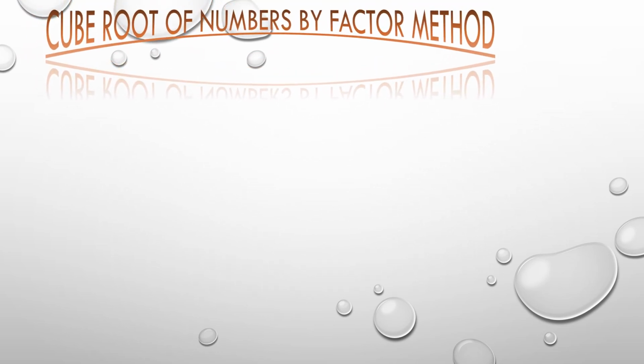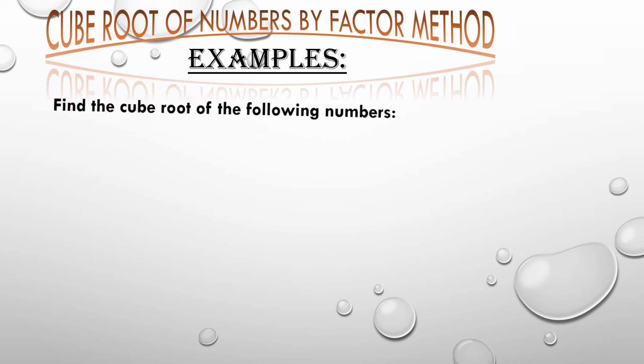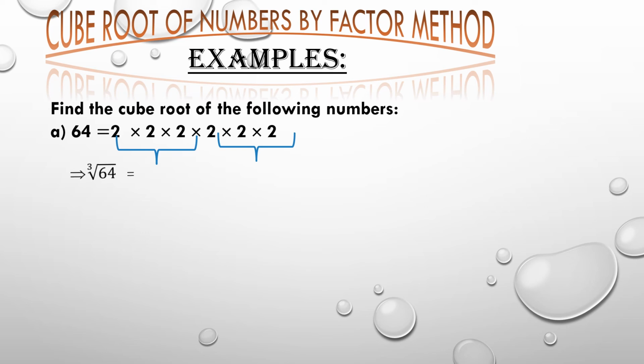The next is where we have the cube roots of numbers by factor method. First, we are going to look at how we find the cube root of numbers by use of factor method. One is a number like 64. We want to find the cube root of 64 by use of factor method. One, we're supposed to get the prime factors of 64, then pair those prime factors in 3s, and the groups should have common values.